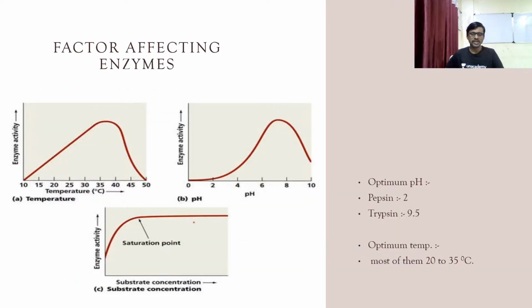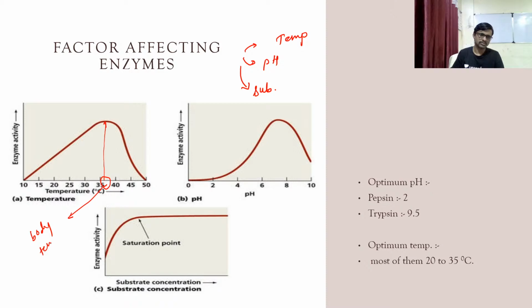Okay, let's see the factors which are affecting the enzymes. There are a few factors which are included in our syllabus. The first one is the temperature, second one is pH, and third one is substrate concentration. Okay, if you see the temperature, enzyme shows a maximum activity at a temperature which is very close to the body temperature. Okay, so this is for humans, I mean for the organisms where the body temperature is about 37.